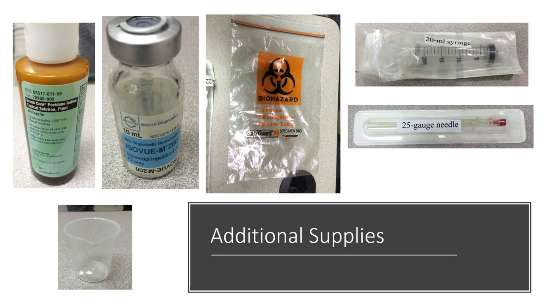Some more additional supplies from left to right. This is your bottle of Betadine, a contrast, a specimen bag. That's what the samples will go in. You have a 20 milliliter syringe, and then you have a 25 gauge needle. This is a spinal needle. Always grab it extra just in case to have in the room. And then you have a sterile cup. This is the only sterile cup I could find.